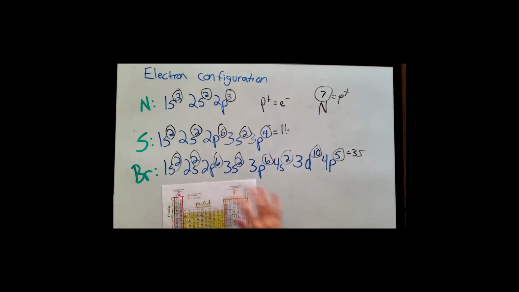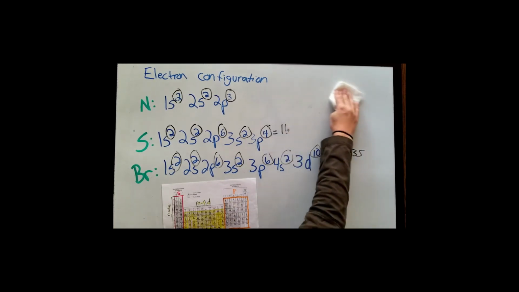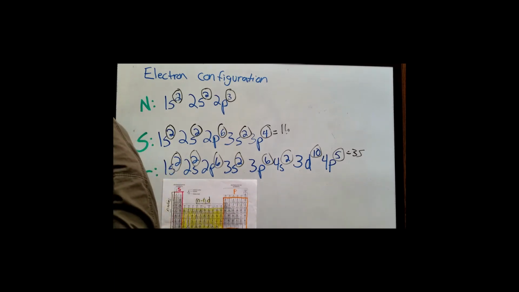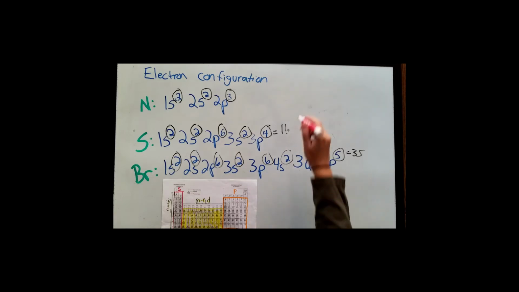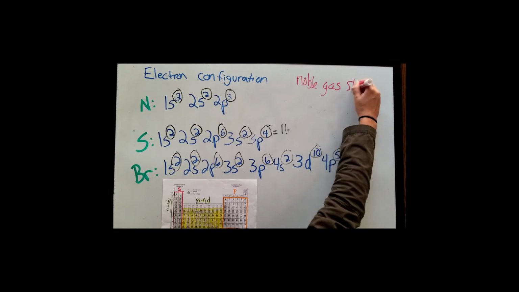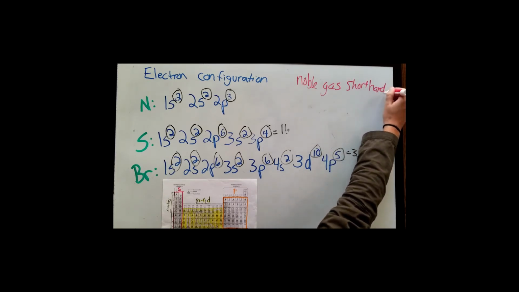All right, so as you can see, the further down you go, the much longer these get. So I do want to show you a shorthand notation way. There's a way to write this shorthand where you don't have to do the entire thing starting at 1s. And the shorthand way is actually called the noble gas shorthand. It's called noble gas shorthand because you're using the noble gases to express it.